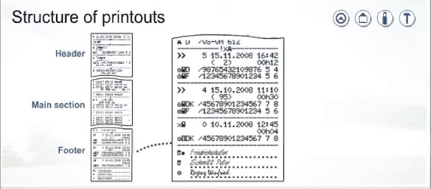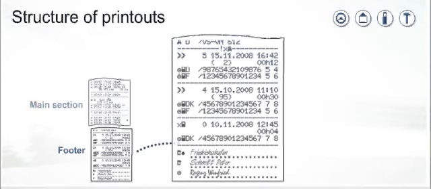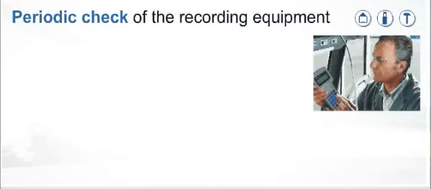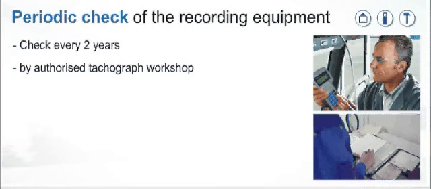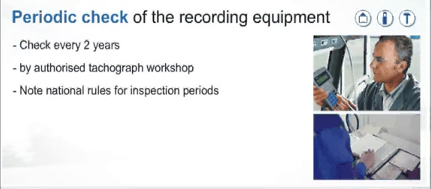To ensure that the recording equipment of a digital tachograph continues to function properly, it must be checked every 2 years. This check may only be carried out by an authorized tachograph workshop. Other inspection periods may apply in some countries. Employers should therefore find out how often the digital tachographs have to be checked in their particular country.